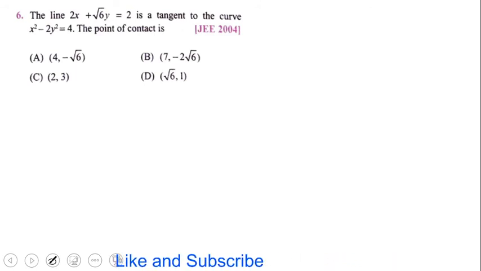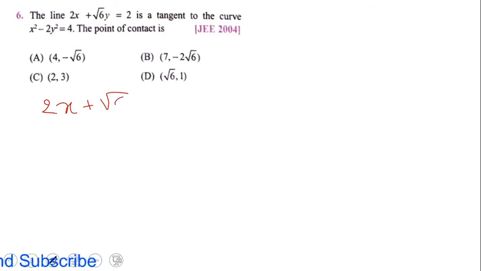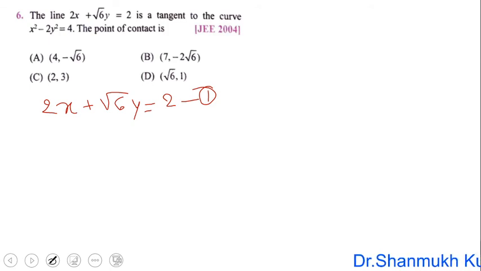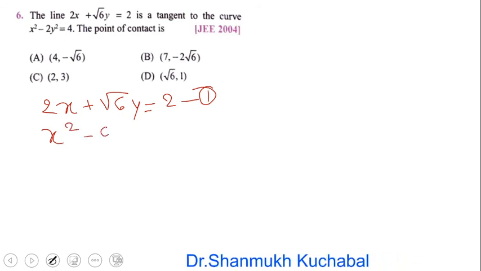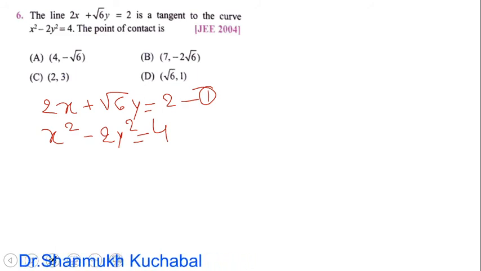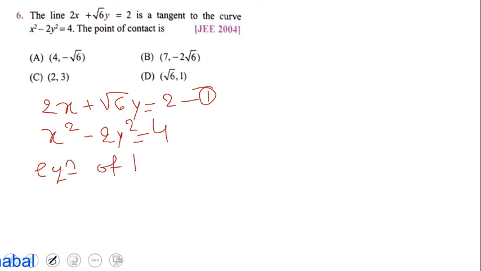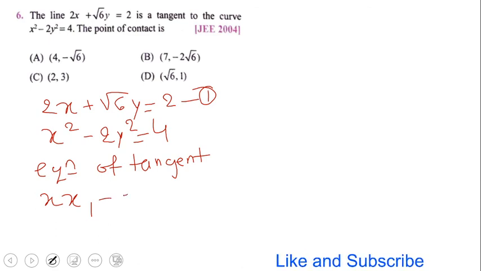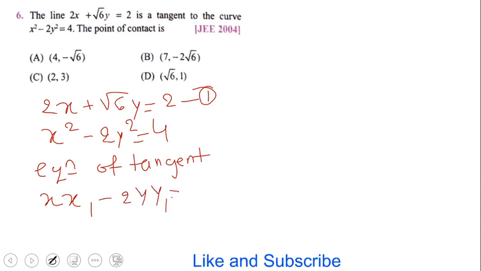First we write the line. The line is 2x plus root 6y equal to 2. I call it equation 1. Further we have the equation of the curve, x square minus 2y square equal to 4. After this I use the equation of a tangent. The equation of a tangent is given by x x1 minus 2y y1 equal to 4.